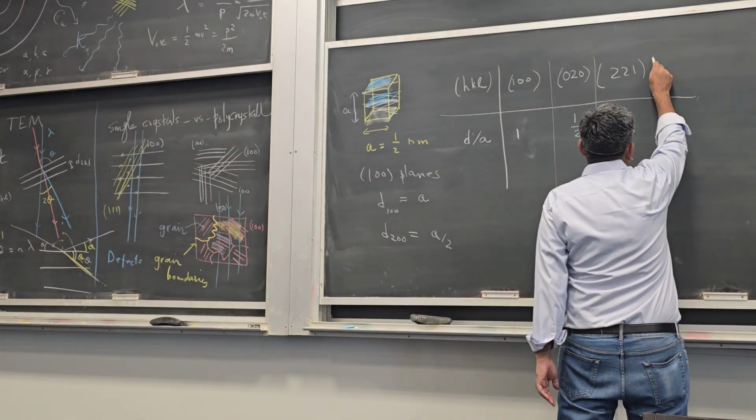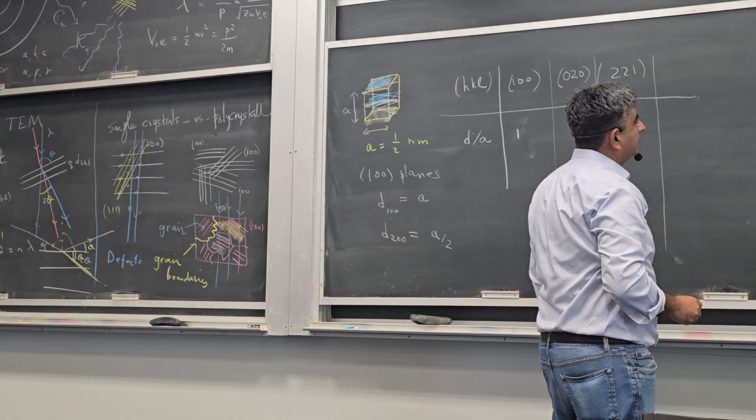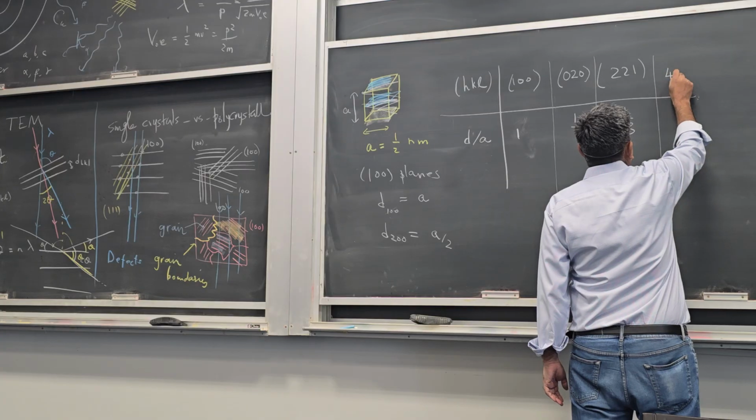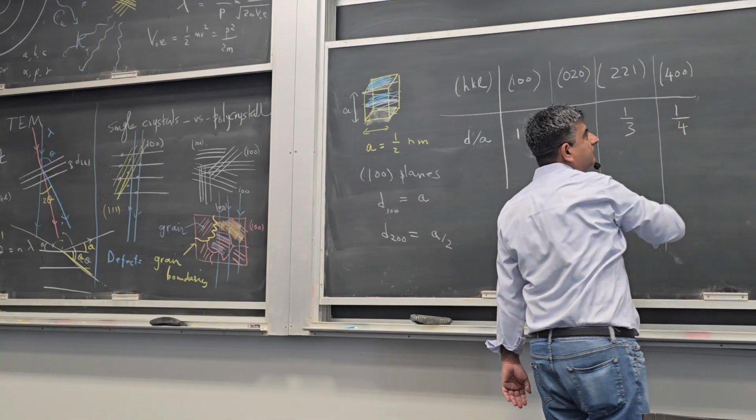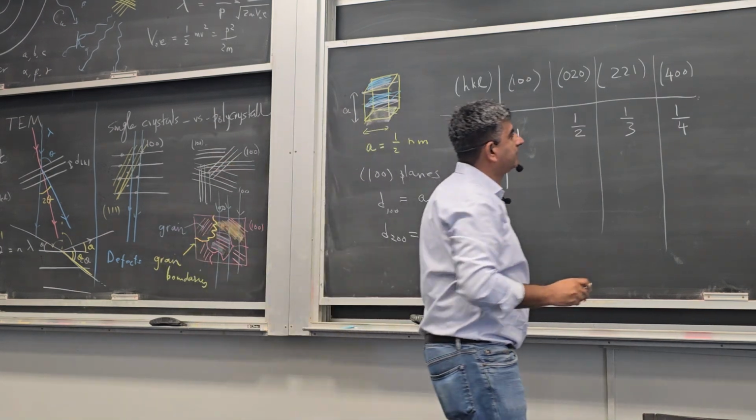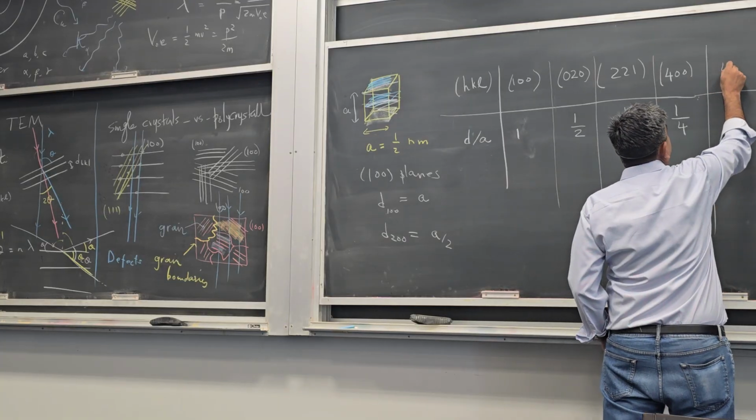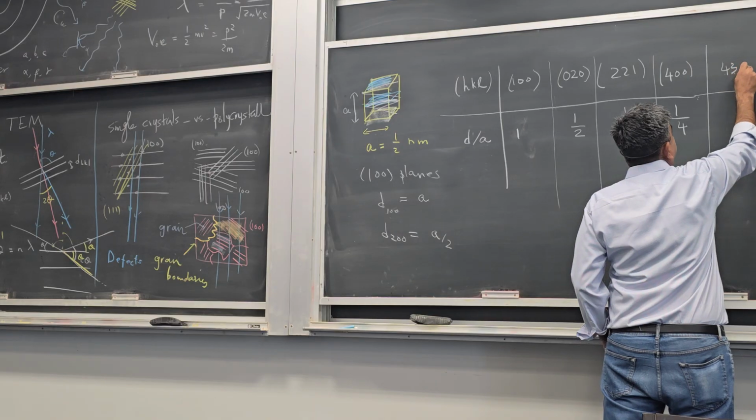Let's look at another example. This will be 1/4. Correct? 4, 3, 16, 9, 25.